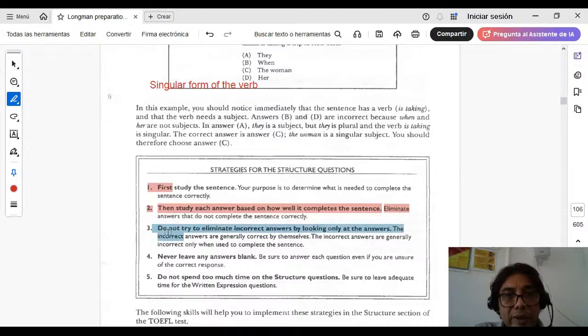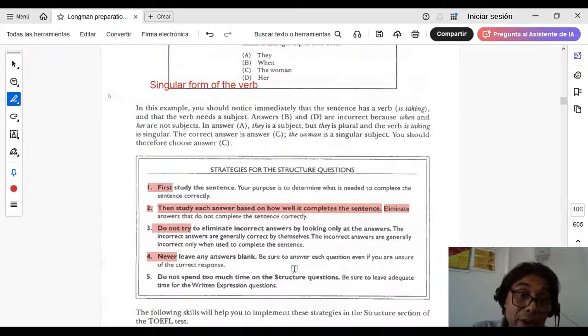Three, do not try to eliminate incorrect answers by looking only at the answers. The incorrect answers are generally correct if you isolate them by themselves, if you analyze them as individuals. So the correct answers are generally incorrect when they're used to complete the sentence. Four, never leave any answers blank. Be sure to answer each question, even if you are uncertain or have doubts. Just go eeny, meeny, miny, mo. Just take a guess. You will not be penalized for guessing. Hey, you never know, you might get it correct. And finally, five, do not spend too much time on structured questions. Be sure to leave adequate time for the questions that may follow.